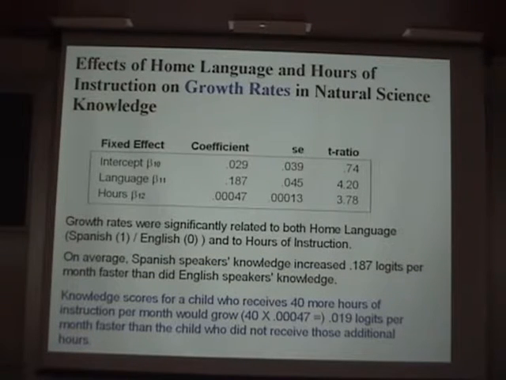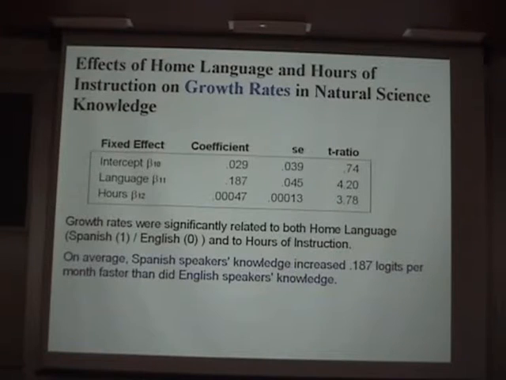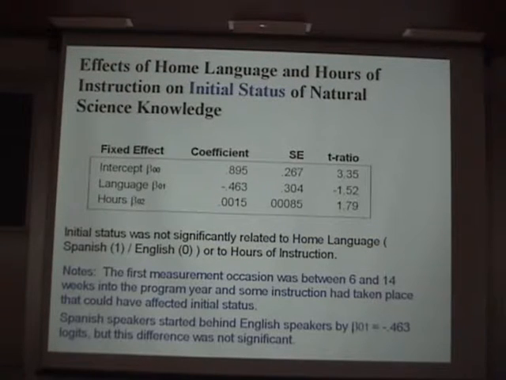So on average, Spanish speakers' knowledge increased 0.18 logits per month, faster than the English speakers' knowledge. Let's see. Okay, I went too fast here. That was initial status. They were not significant. We put the predictor variables into the equation to predict initial status, and they were not significant. Now you can come to the lab late. Okay, we'll finish this up so you can go to lab, and you can start lab at 1:30 or something. We'll start lab late so we can finish this up.